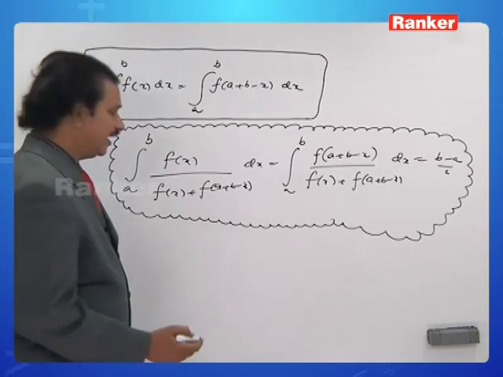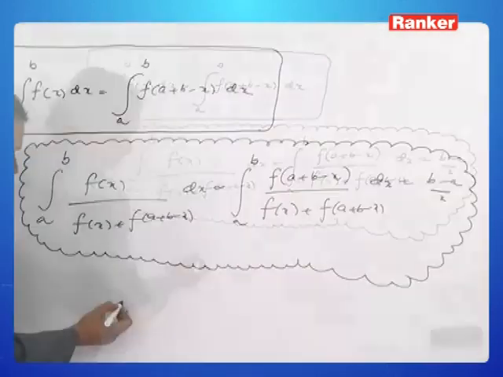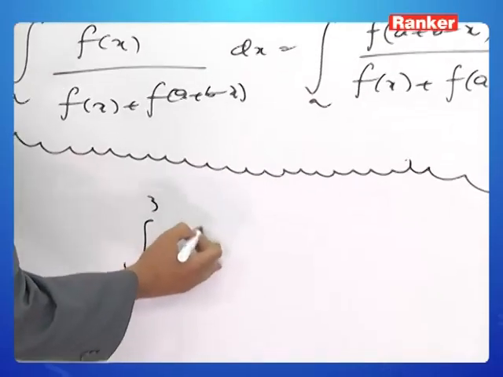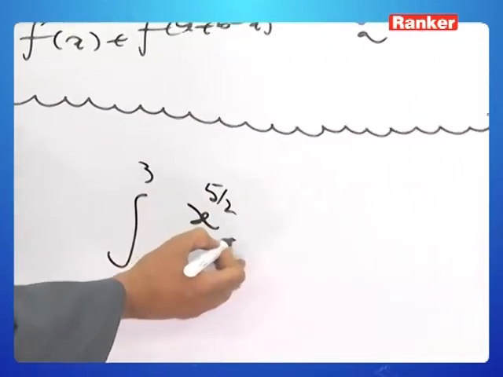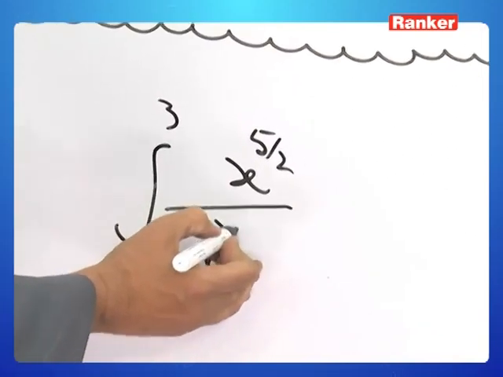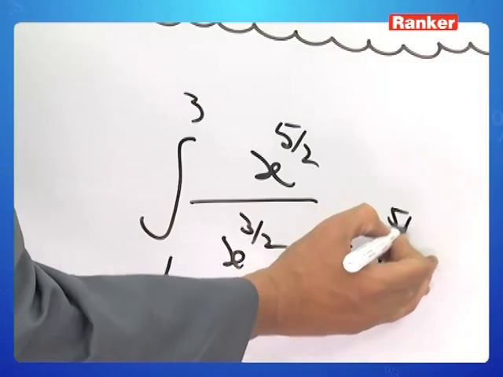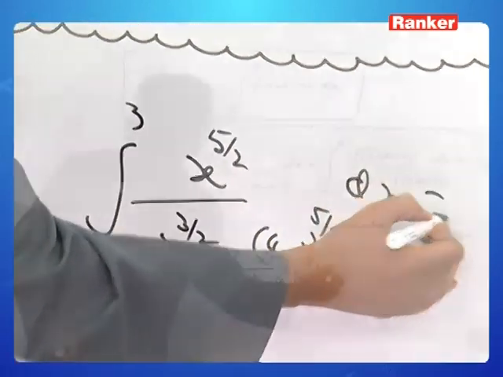Okay, let me give you one more question. Integral 1 to 3 x to the power of 5 by 2 by x to the power of 5 by 2 plus (4 minus x) whole to the power of 5 by 2 dx. Come on, what is the answer?